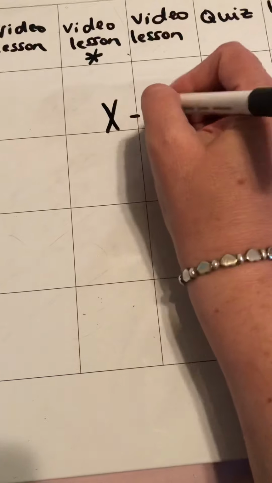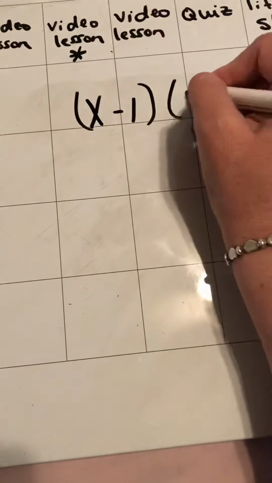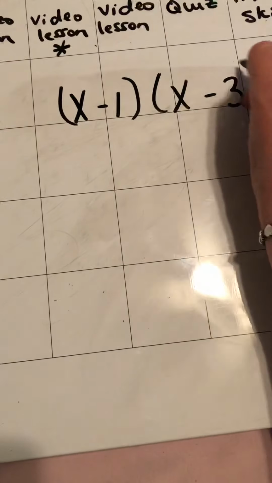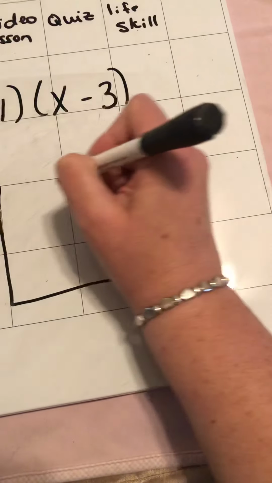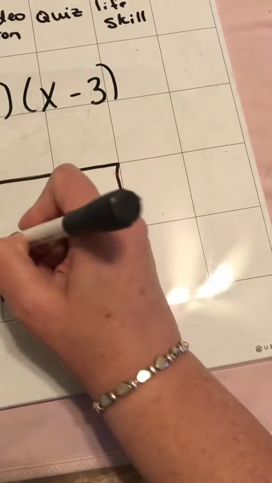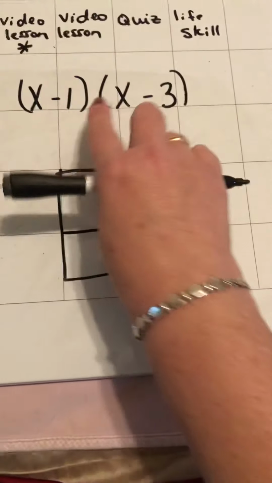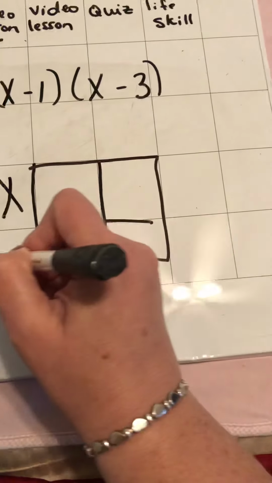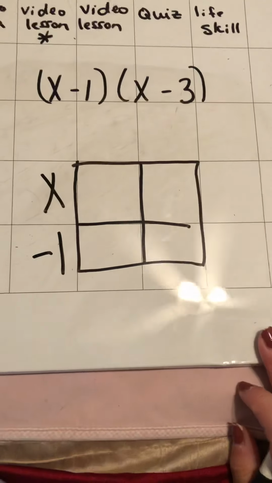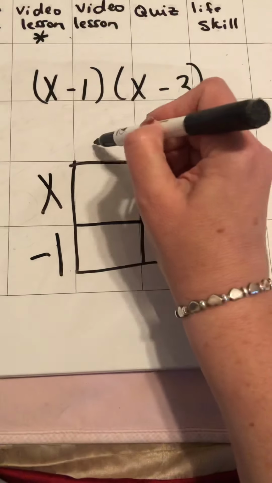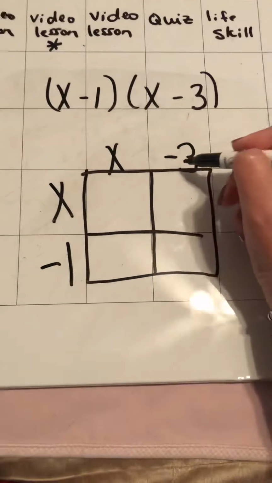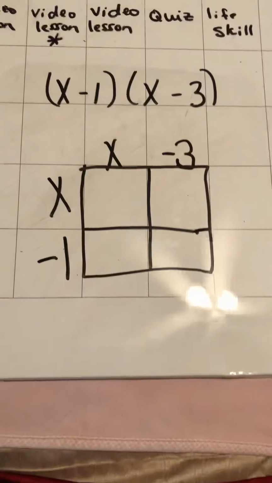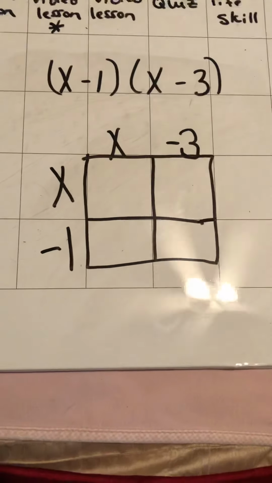So I'm going to do x minus 1 times x minus 3. Those are the two factors. Now I'm going to set it up. It's that wonderful box method that we've done a lot of. Okay, so I have x minus 1, don't forget the minus 1, it has to be a negative. X minus 3, here's your x minus 3. So that's how I set that up. Setting it up is half of the problem, so just make sure you're confident with that.